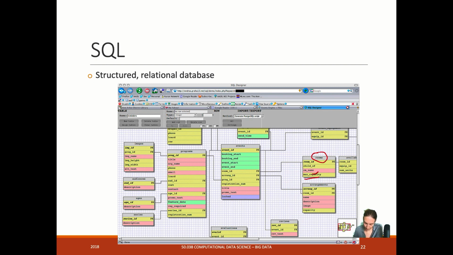So it is connected to other tables because an event, oh sorry, my pen is not working. An event can be in a room. So an event will have a booking start and an event start and end, and it will be in a certain room ID, okay, which refers to the table of rooms. What else is there? Events can have reviews with a review text, which is connected to an event ID again. Okay. So this is what we call keys.